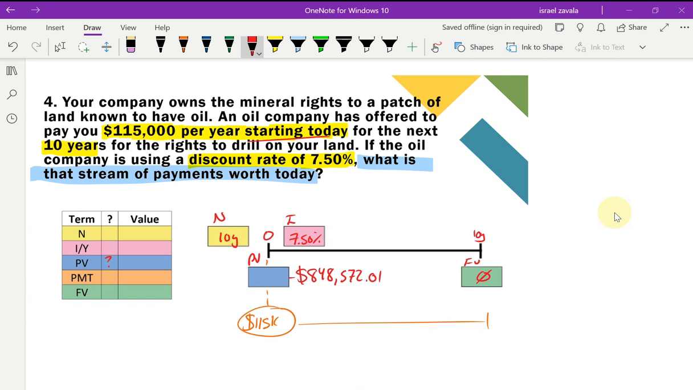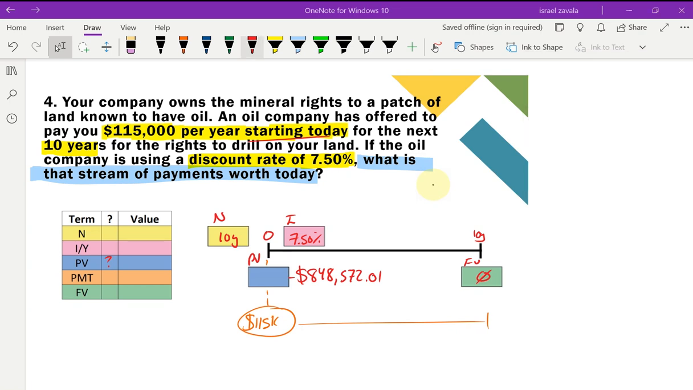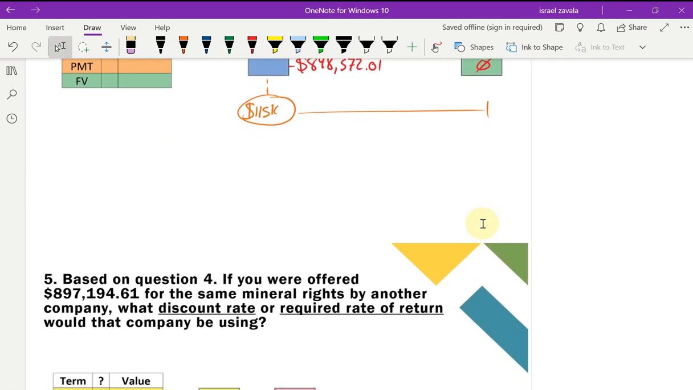Okay, that's what that contract would be worth in your pocket today. So if someone came to you and said, hey, I will offer you $900,000 today, you should take it because it's worth more than that stream of income. But if someone came to you and said, hey, I'll offer you $800,000, then you shouldn't take it, right? Because the stream of income is worth more at this discount rate. That's key, right? At that discount rate. So we're going to see that in the next question.